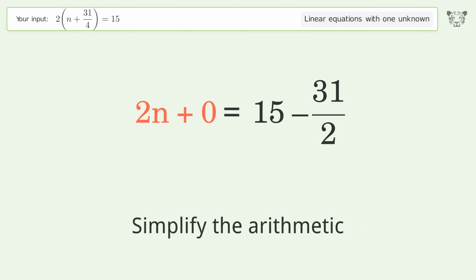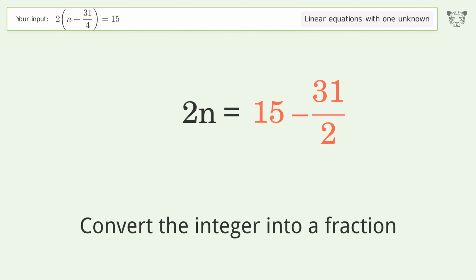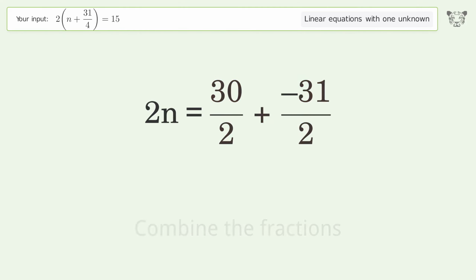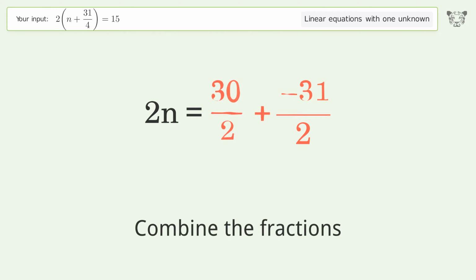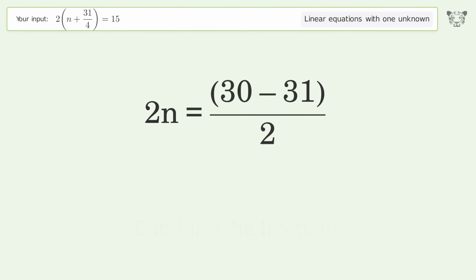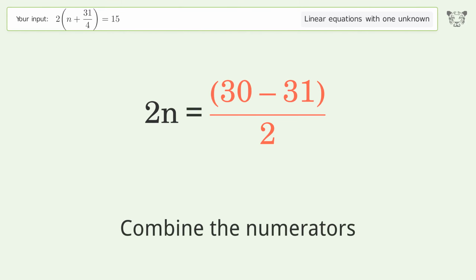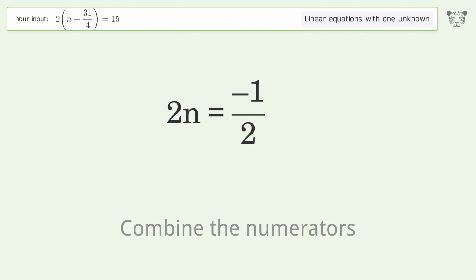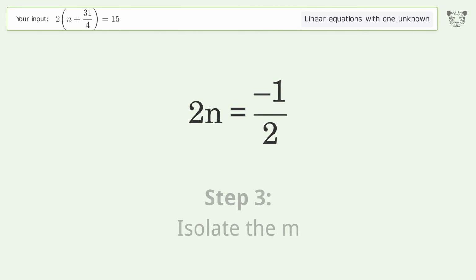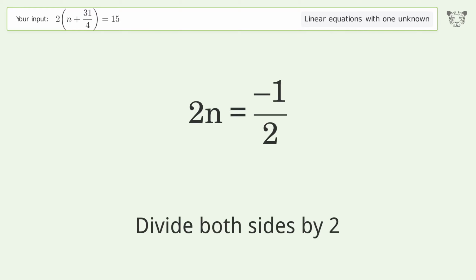Simplify the arithmetic. Convert the integer into a fraction. Combine the fractions. Combine the numerators. Isolate the m. Divide both sides by 2.